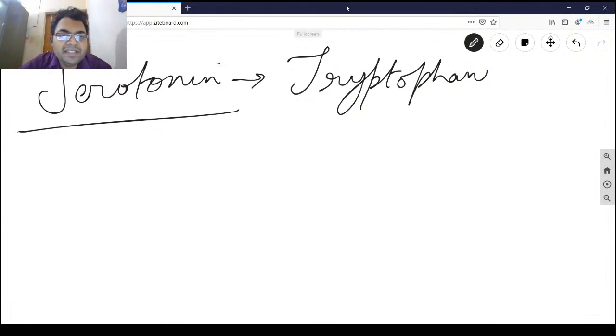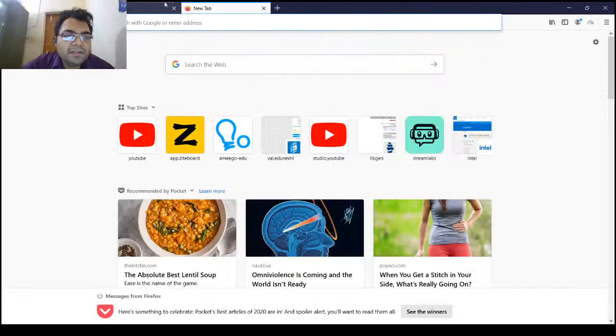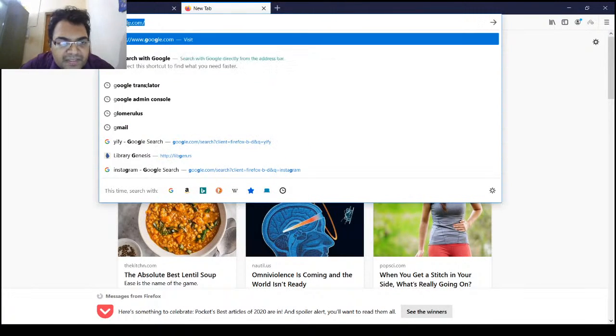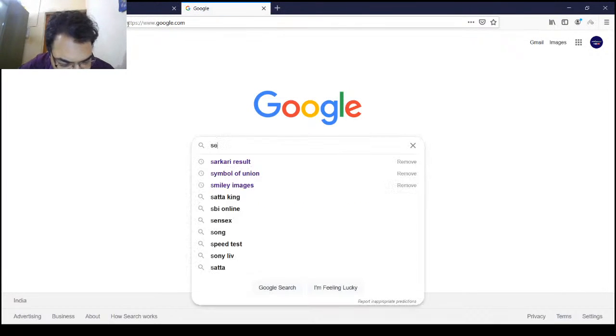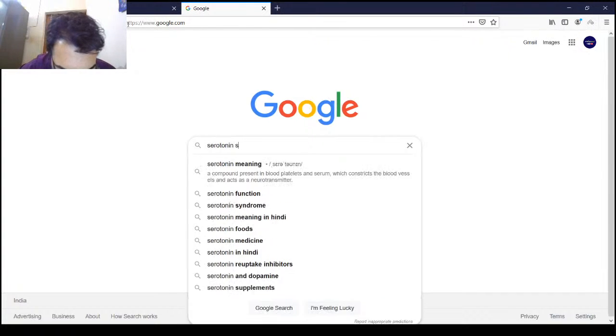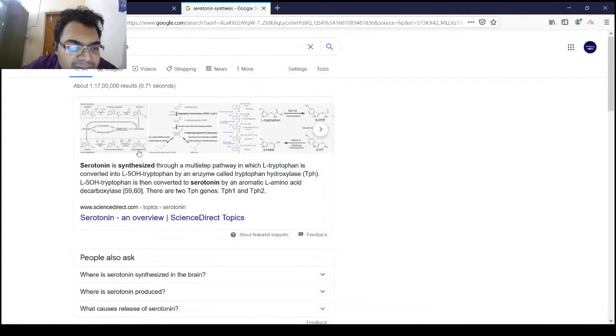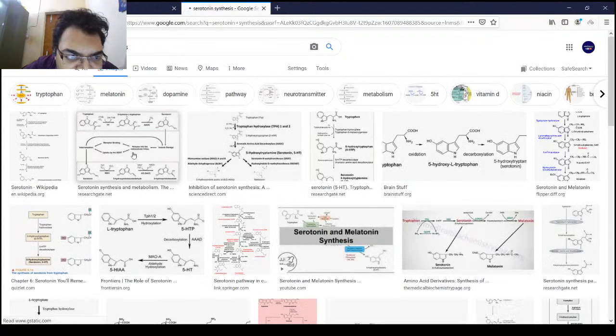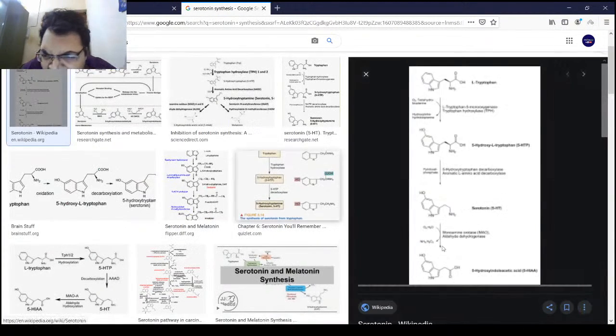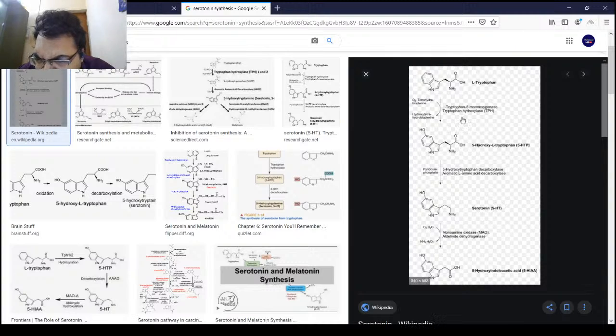I can show you the serotonin pathway also here. Serotonin synthesis pathway. If I can show you a proper image. Very simple image. See, tryptophan hydroxylase. What you get is 5-hydroxytryptophan.